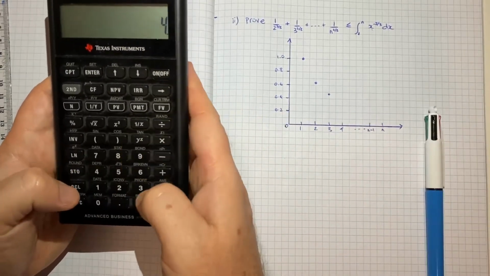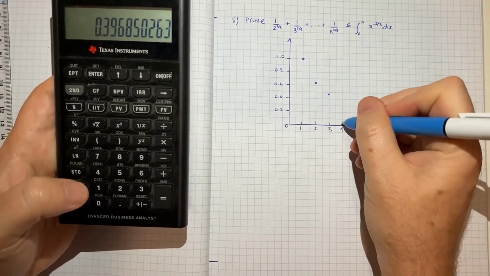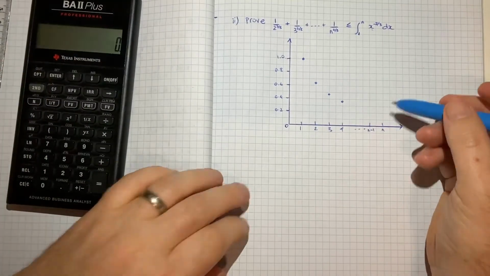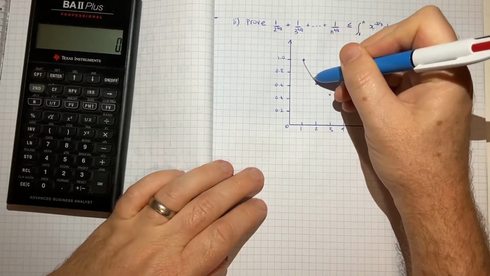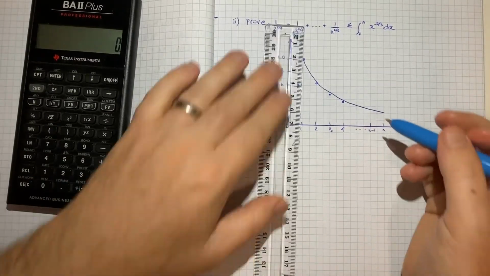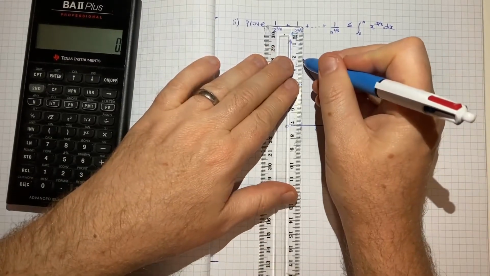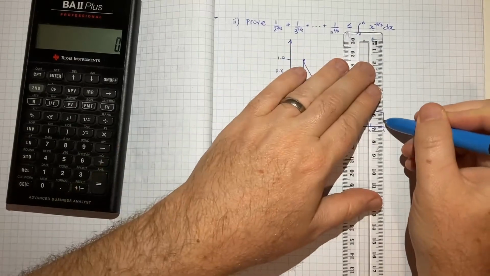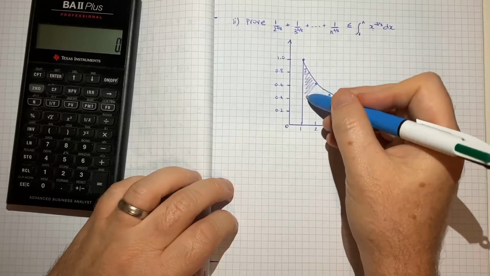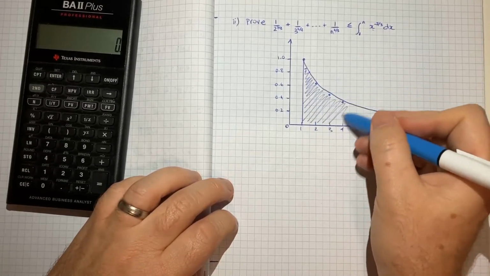4 to the power of negative 2 on 3 is just under 0.4. And it's probably enough to see the pattern. We have a curve that looks broadly like this, and we know that the integral between 1 and n represents this shaded area under the curve.